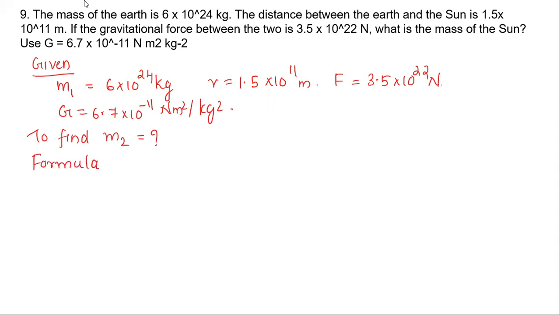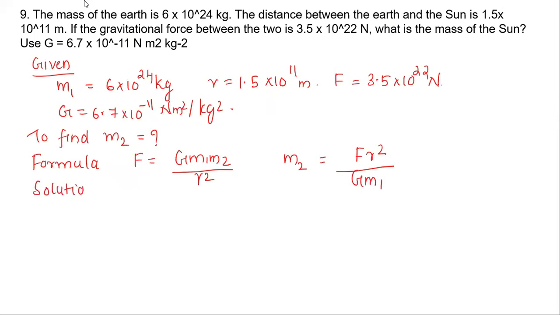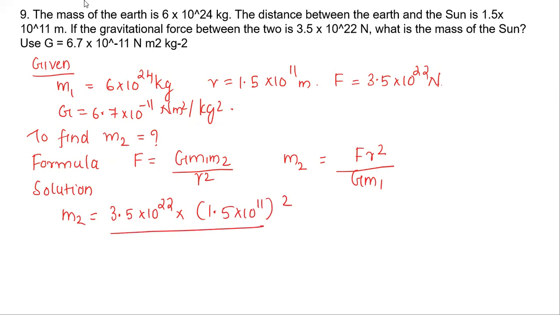Formula, we know gravitational force formula is F is equal to G M1 M2 upon R square. From this we can find out M2. That is M2 is equal to, cross multiply, F R square upon G M1. Substitute the given values, you will get the solution. That is M2 is equal to F is 3.5 into 10 raised to 22 into R square. R is 1.5 into 10 raised to 11, the whole square, upon G is 6.7 into 10 raised to minus 11 into M1 is 6 into 10 raised to 24.